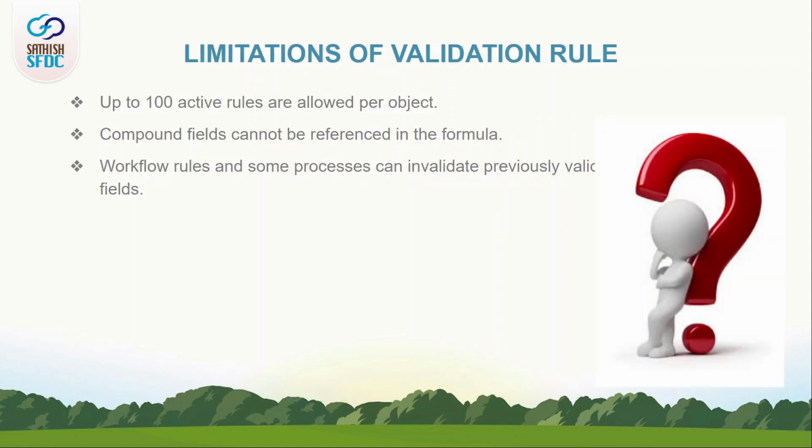Limitations of validation rules. 1. You can have up to 100 active rules for an object. 2. Compound fields including addresses, first and last names, and dependent picklists and lookups cannot be referenced in a validation rule. 3. Workflow rules and some processes can invalidate fields previously validated by validation rules, because scheduled workflow actions will not trigger validation rules of that object.